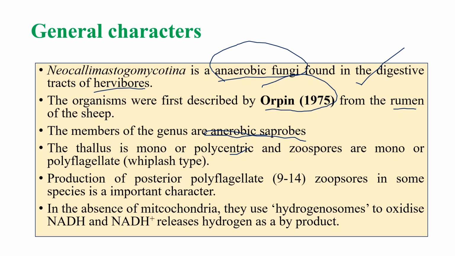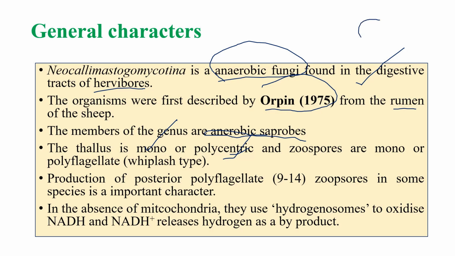What is this monocentric or polycentric? This kind of terminology we have already discussed in the Chytridiomycota group of fungi. What is monocentric? Which means the thallus is converted into only one reproductive body. It is called monocentric, which means the thallus or hypha is converted into only one. Poly means many, so if the thallus is converted into multiple reproductive bodies, it is called polycentric. And here the zoospores are mono or polyflagellate.